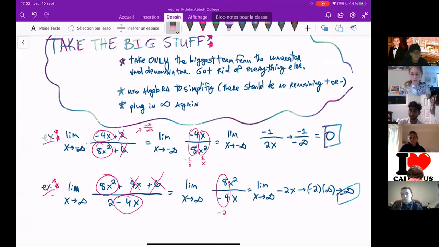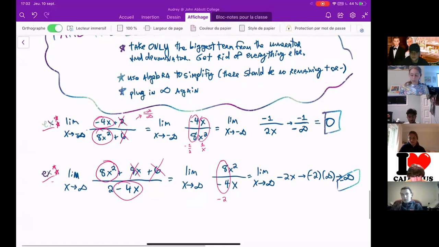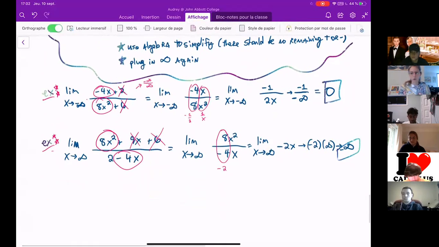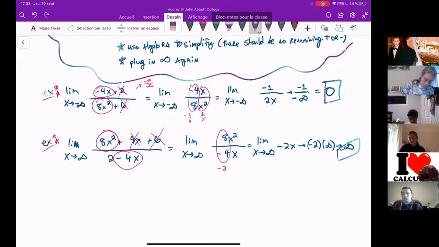Okay, are there any questions about this? So these were pretty straightforward. It was pretty easy to see what the biggest term was. So now the question is, what if instead of just having a nice, simple, expanded polynomial, I have a polynomial in factored form? So what if there are multiple factors?